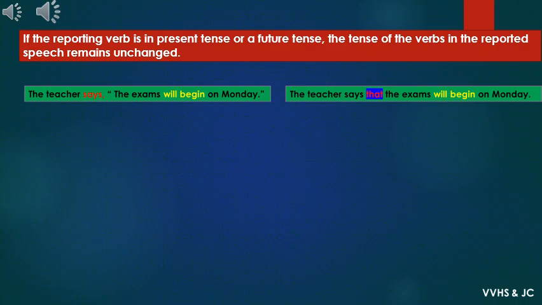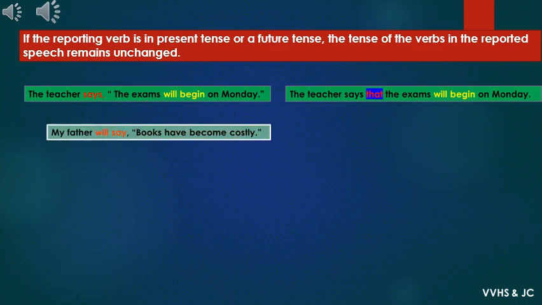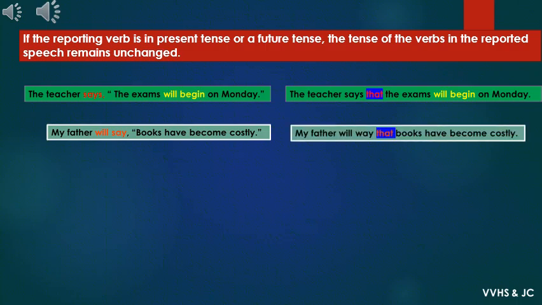Now let's look at the next sentence. My father will say books have become costly. Now what is the reporting verb here? Will say. And it is in which tense? Simple future. So the indirect speech will be, my father will say that books have become costly. Here, there is no change in the indirect speech because the reporting verb is in simple future tense.